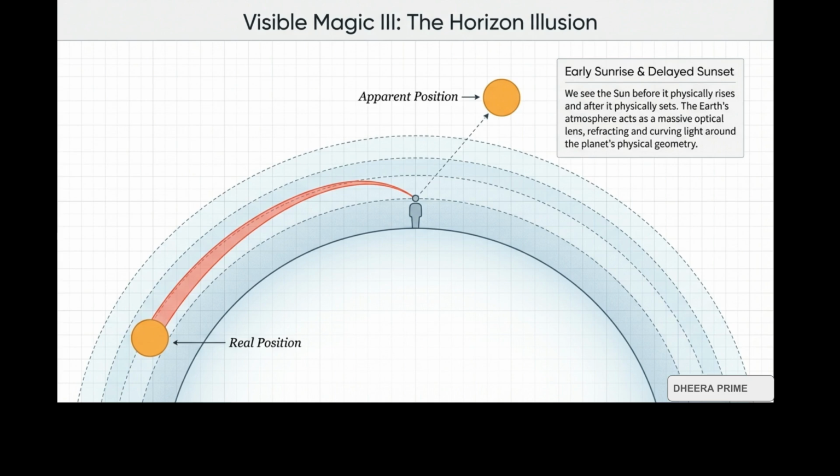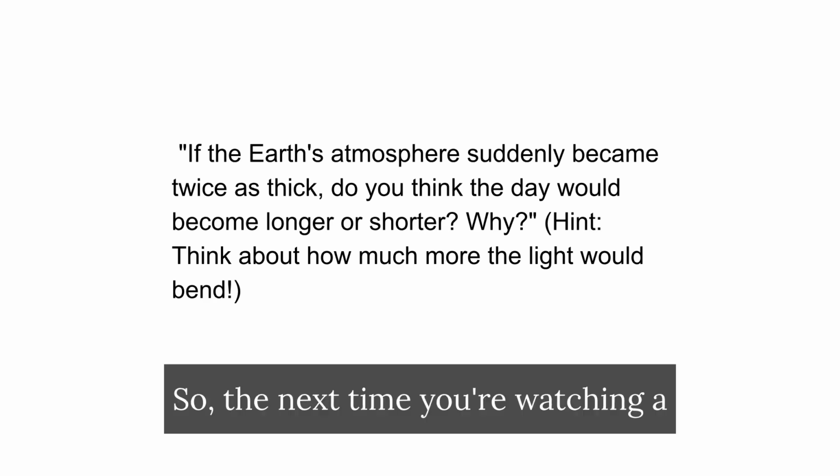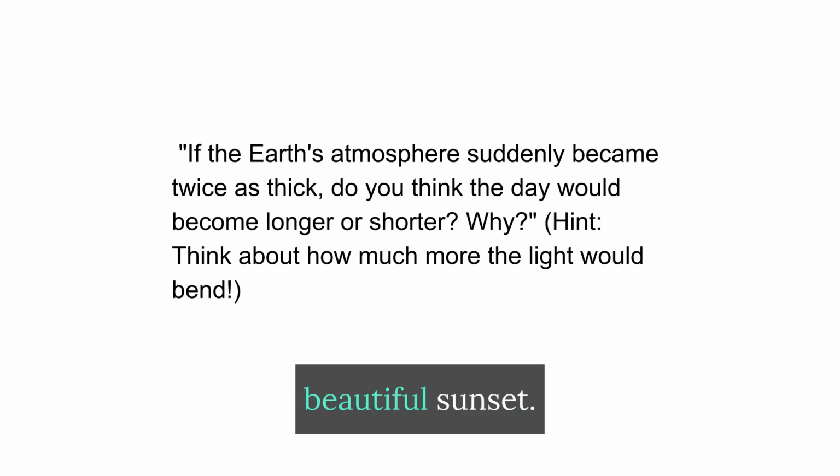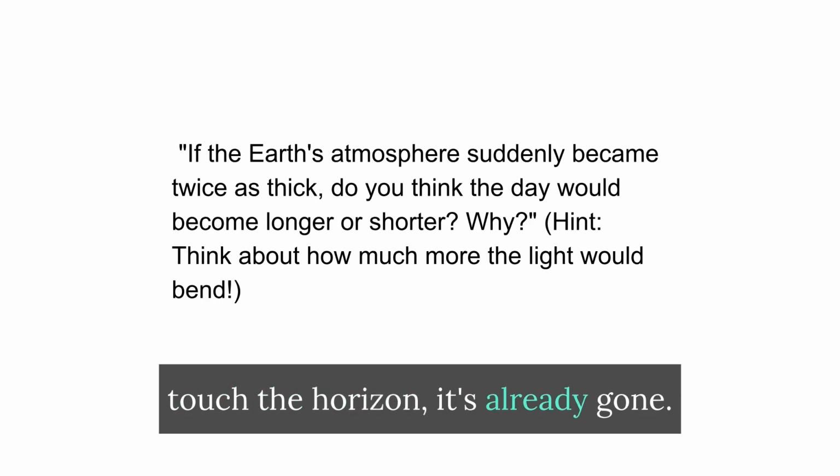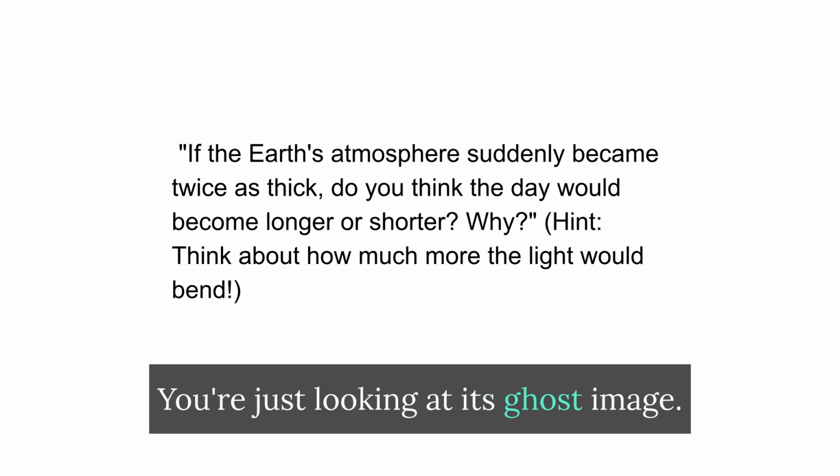If you get a question on why the sun is visible before sunrise, here are your keywords: medium change, vacuum to atmosphere, rarer to denser. Action: light bends towards the normal. Apparent position: the sun is optically lifted by 0.5°. Duration: 2 minutes early in the morning, 2 minutes late in the evening. So, the next time you're watching a beautiful sunset, remember, by the time you see the sun touch the horizon, it's already gone. You're just looking at its ghost image.